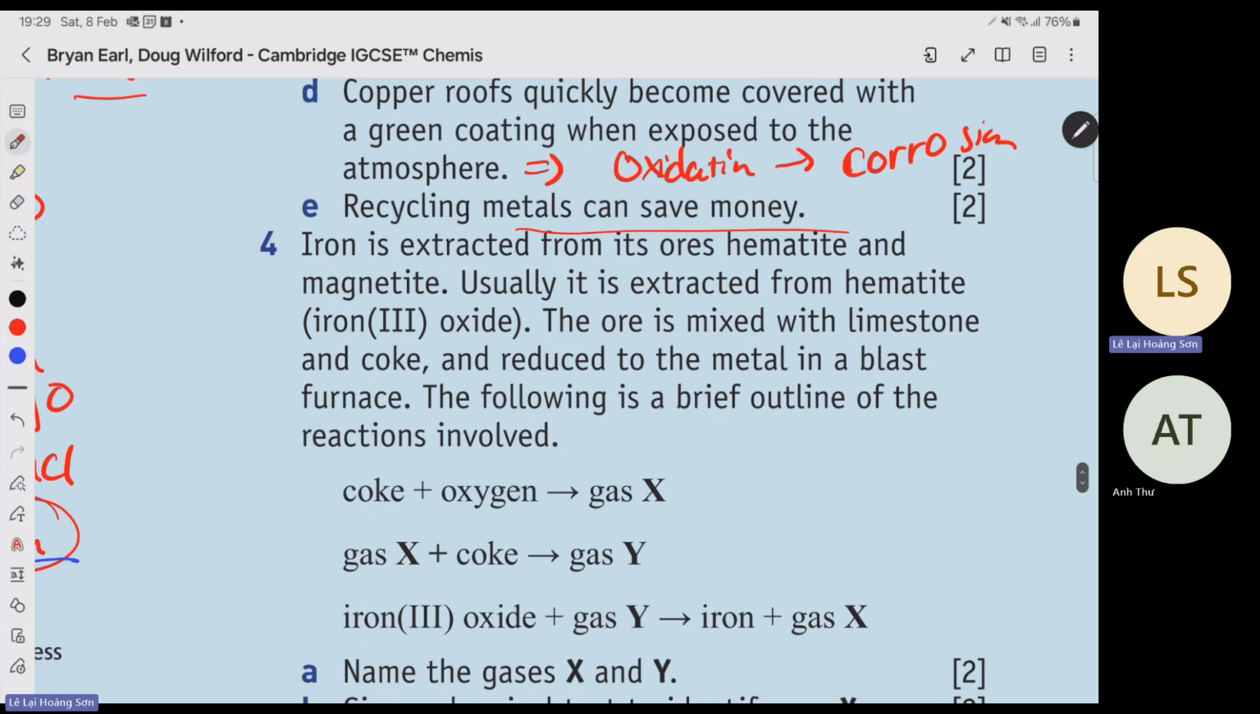Moving on to the next part. Iron is extracted from its ore, hematite and magnetite. Usually, it is extracted from hematite, iron(III) oxide. When the ore is mixed with limestone and coke and reduced to the metal in the blast furnace, the following is the brief outline of the reaction involved.